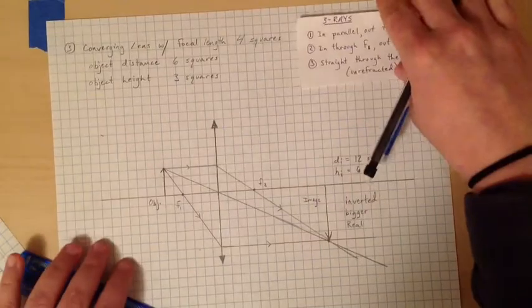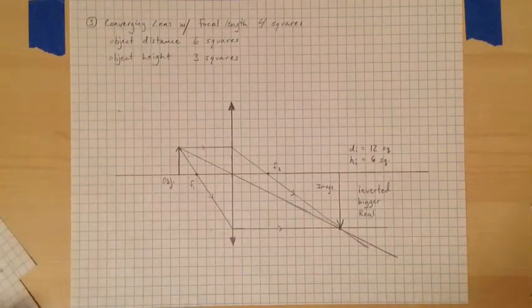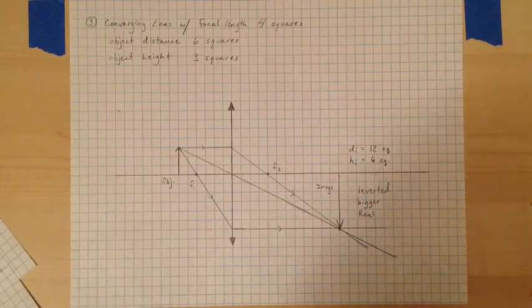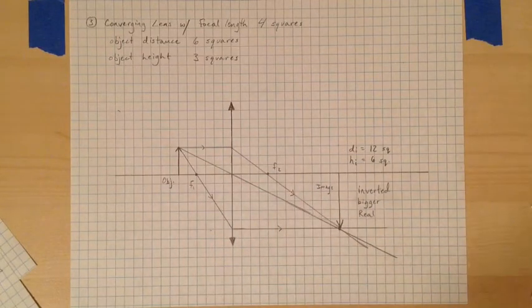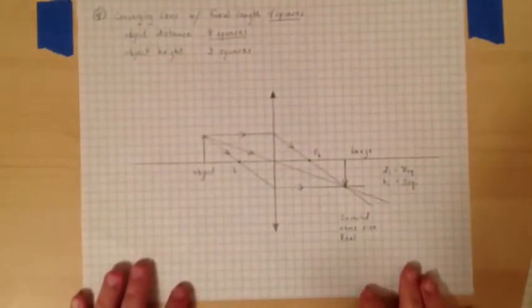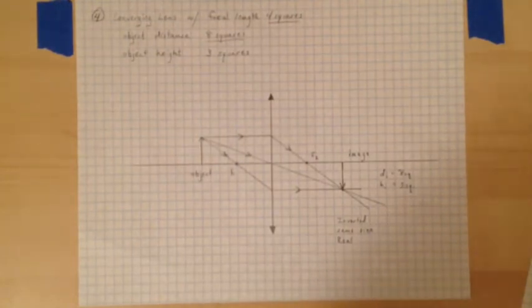Okay, so this is an example where I get a real image that ends up a little bit bigger, right, actually twice as big, and farther away from the lens than the object was. But still a real image projected on the other side of the lens and upside down. Okay, so one more example, and I'm going to try and go through this quickly. And you don't have to watch me draw all the rays and stuff for this one.